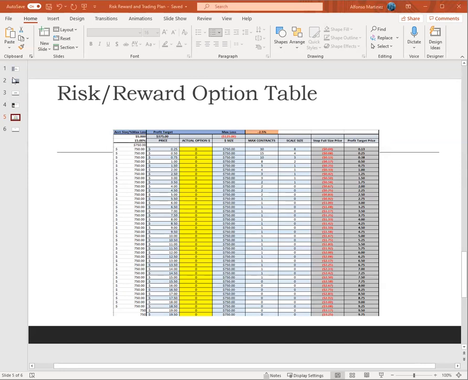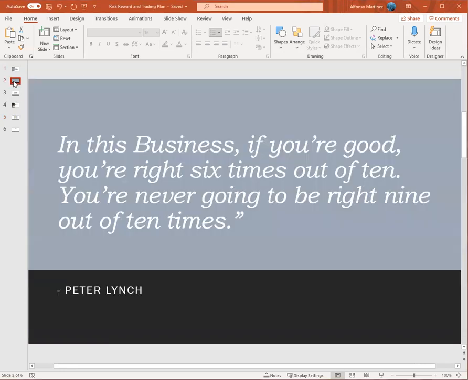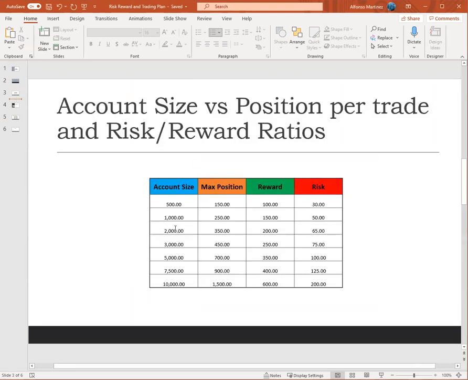So for example, right now you are at 2,000. So right now your max position is going to be 350, reward 265. When your account reaches 3,000, you switch to 450 to 75 and so on. So the idea is that you're upscaling your risk reward amounts accordingly to your account size.